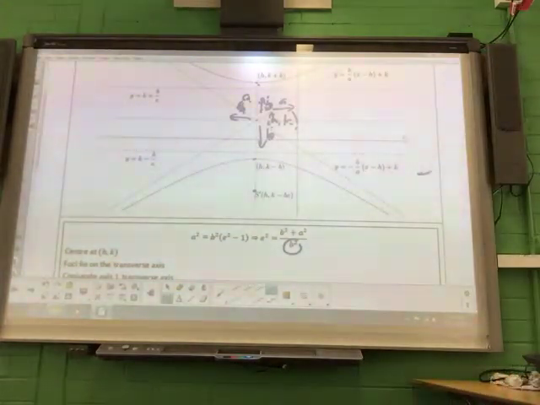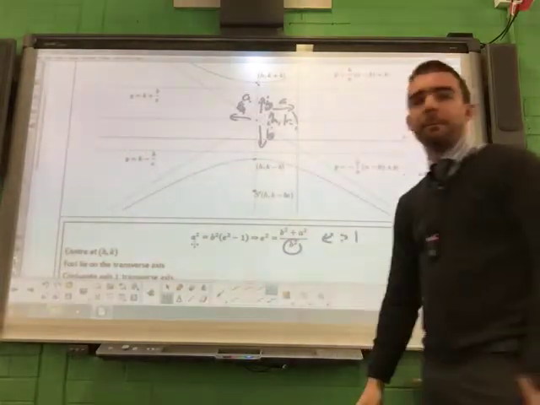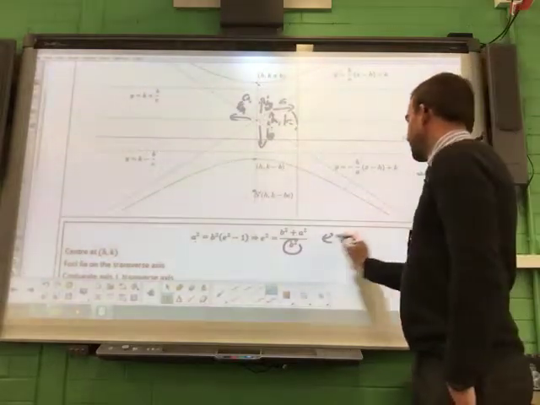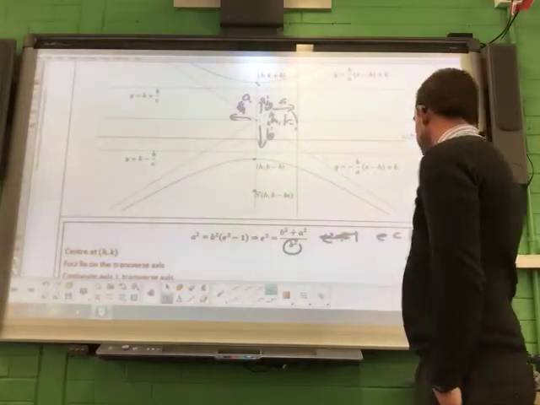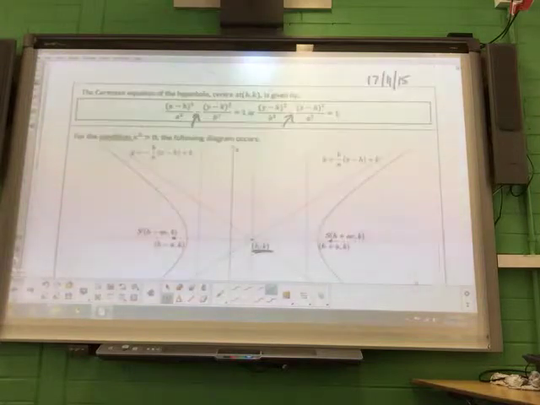And remember, for your hyperbola, your eccentricity is greater than 1. So your ellipse is less than 1, and your hyperbola is greater than. Hang on, I've got that back to front, don't I? Probably.